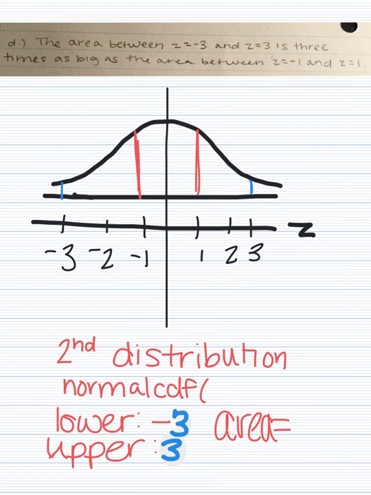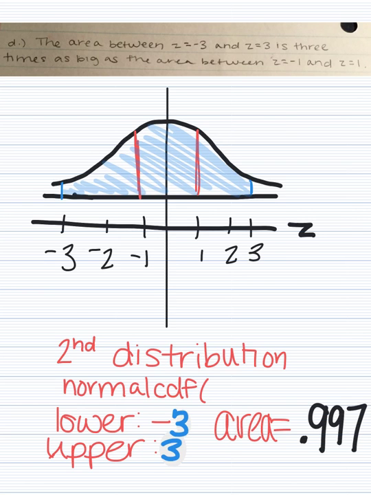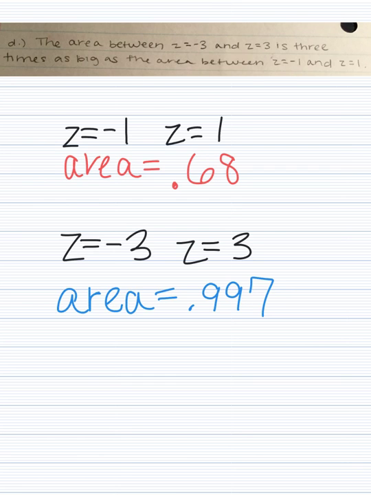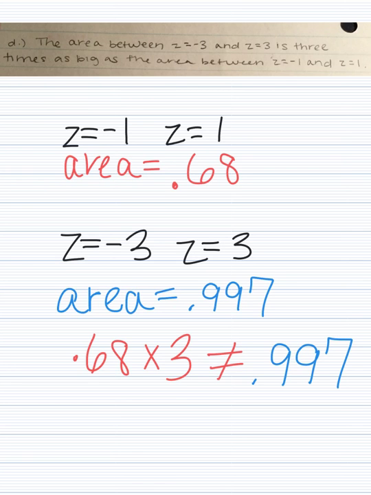Now we can do the same thing to find the area between -3 and 3, which is this section right here. You're again going to go to 2nd, distribution, normalcdf, but now you're going to plug -3 into the lower and 3 into the upper. You should get an area of around 0.997. Now if we look at the area between -1 and 1, we can see that the area between -3 and 3 is not 3 times as big. So we can say that this statement is false.